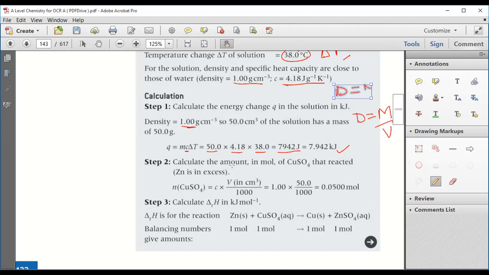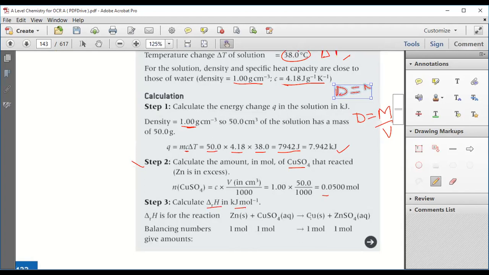Now calculate the amount in moles of copper sulfate reactant. Number of moles n is equal to C into V upon 1000. This is a specific formula, no need to bother about it. Now calculate delta HR in kilojoule per mole.